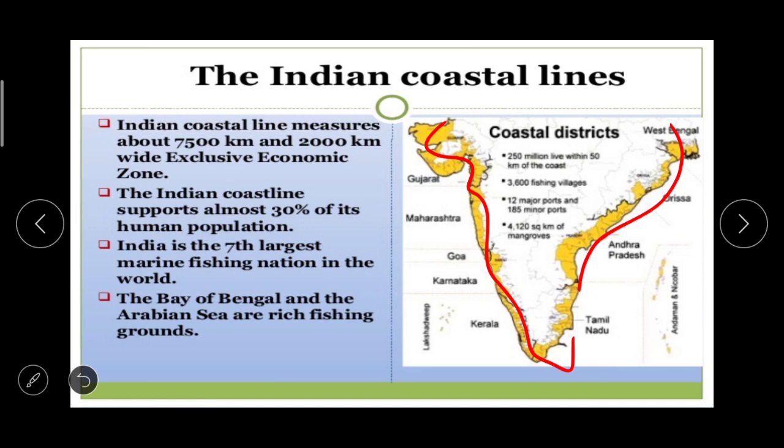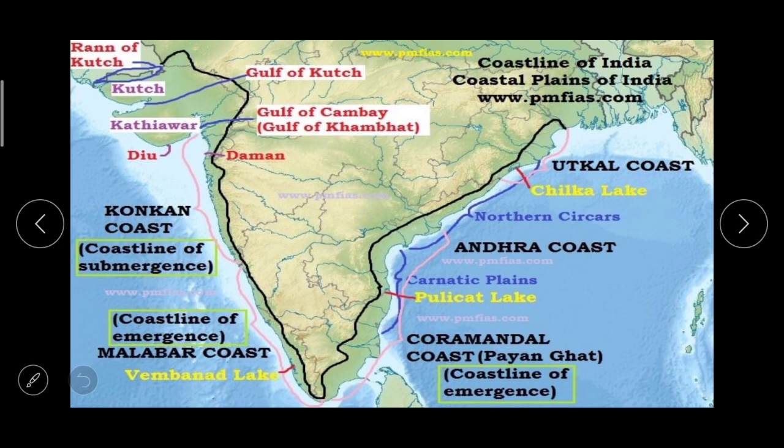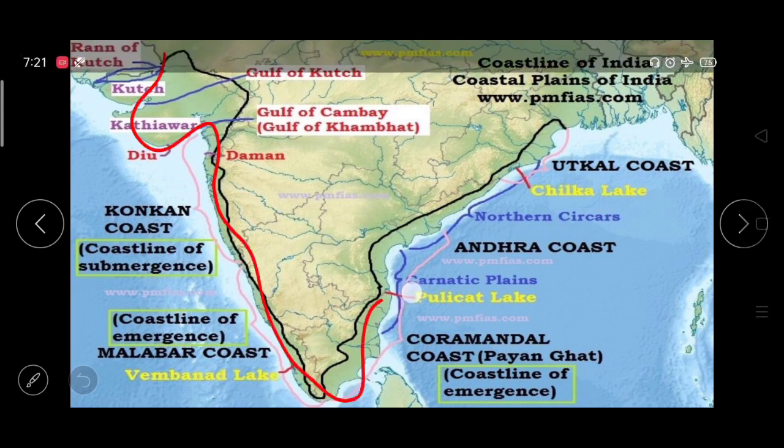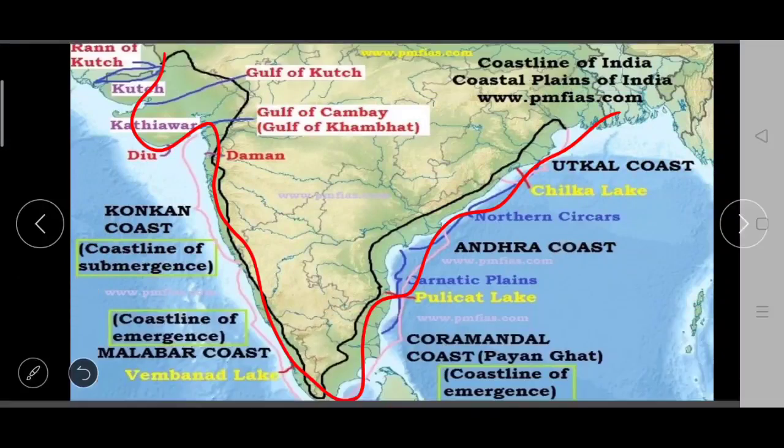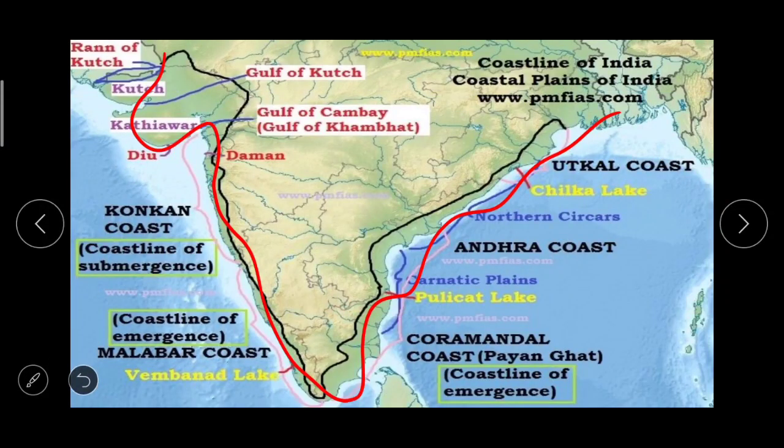The Indian coastline supports almost 30% of its human population. India is the 7th largest marine fishing nation in the world. The Bay of Bengal and the Arabian Sea are rich fishing grounds. So, this is very easy to understand with the help of the map. The Indian coastlines, again in the wide form, so that you can easily understand the coastal regions.